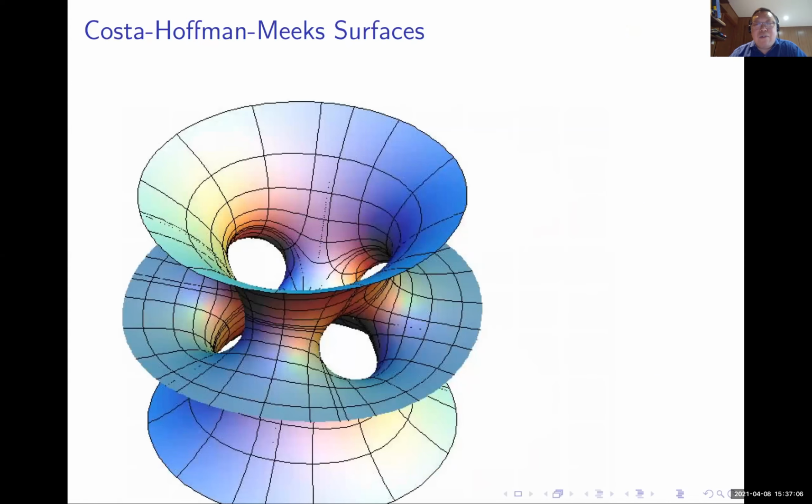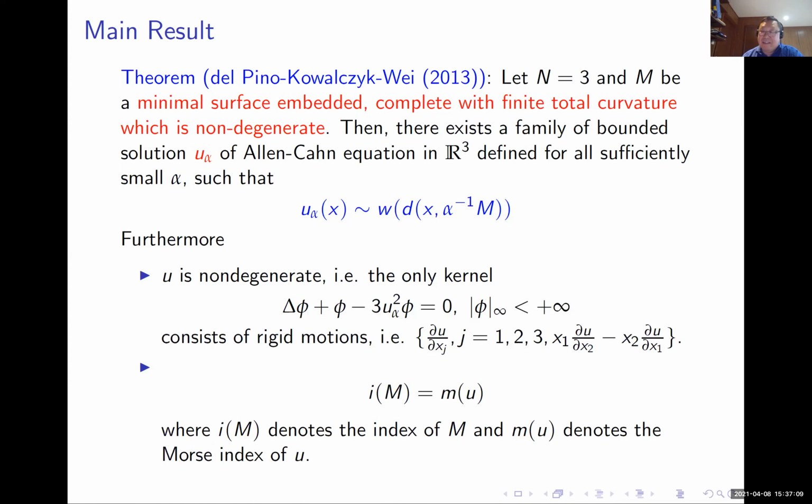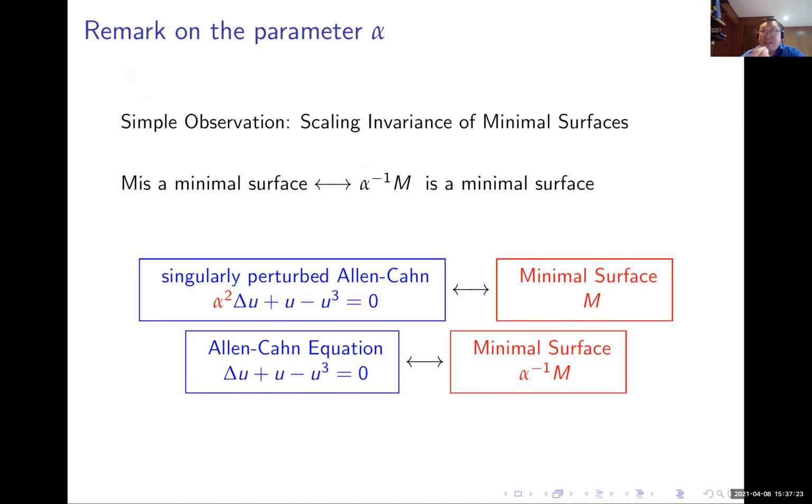So let me explain why we have this alpha. Because in the problem before, we don't have alpha, just plus u minus u cube. This problem has no small parameter. So what should the alpha be? This is very important, we need this small parameter. The simple observation is that the minimum surface is scaling invariant. Suppose M is a minimum surface, you rescale, and the surface is still a minimum surface.